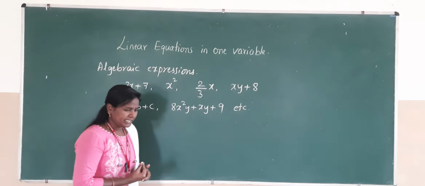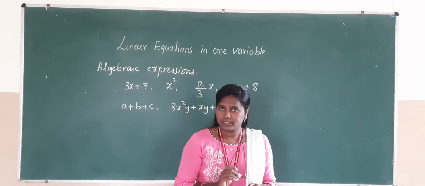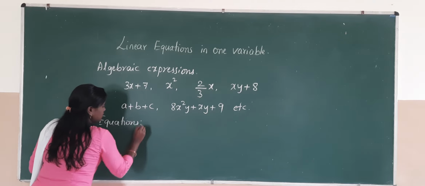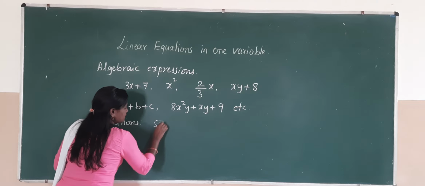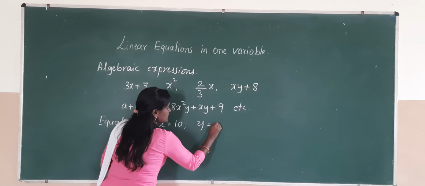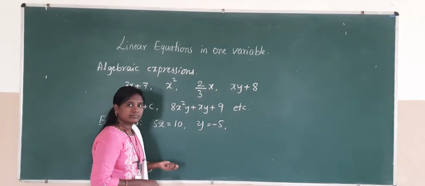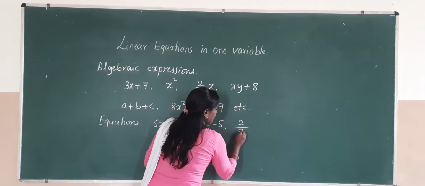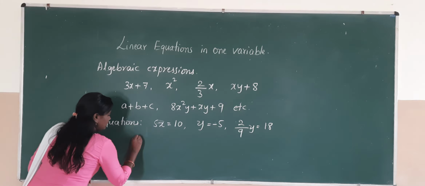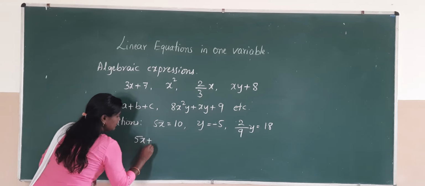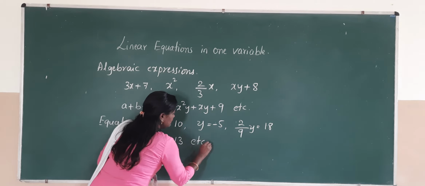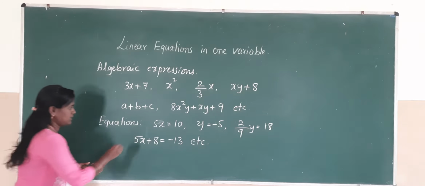And also we studied equations in 7th standard, right? So some examples for equations: 5x is equal to 10, y is equal to minus 5, 2 by 9 y is equal to 18, 5x plus 8 is equal to minus 30, etc. These are called the equations, right?